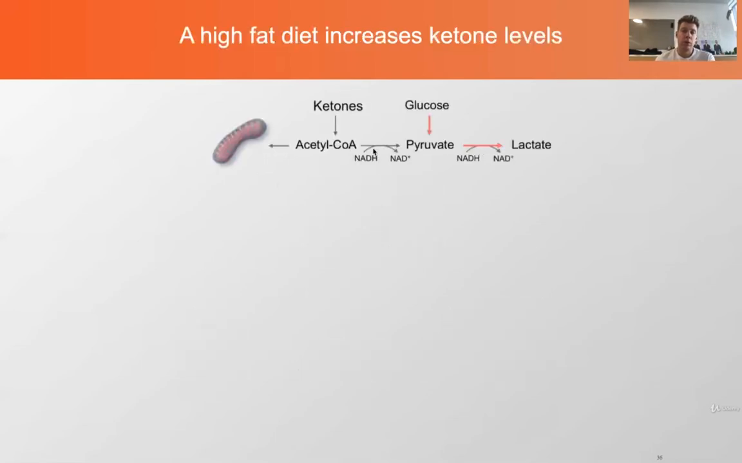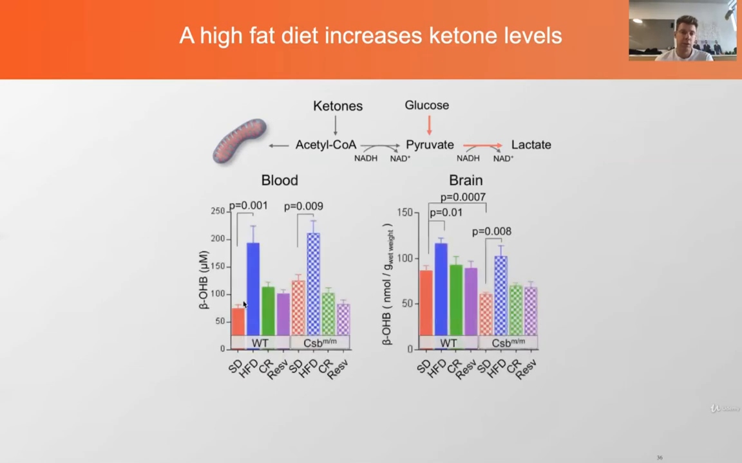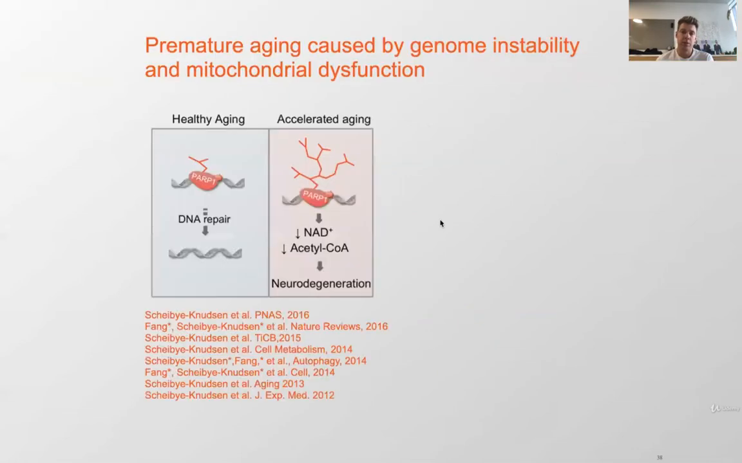So one idea was, since we have this increased flux from glucose to lactate, you're lacking acetyl-CoA, and ketones can then go in and replenish acetyl-CoA that can then be used in the mitochondria. And so we actually measured acetyl-CoA, and our high-fat diet did increase acetyl-CoA levels. Particularly in the brain, acetyl-CoA levels were decreased in the CSB mice, and giving them a high-fat diet increased that. And we can treat CSB-deficient worms with beta-hydroxybutyrate and increase the lifespan.